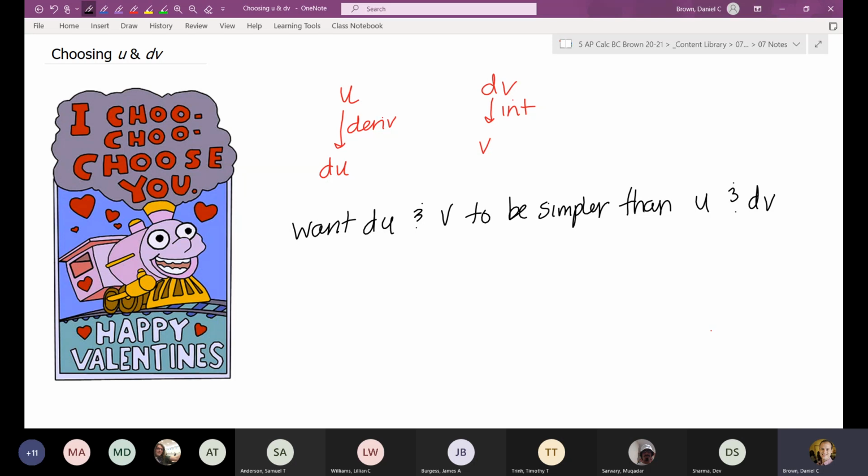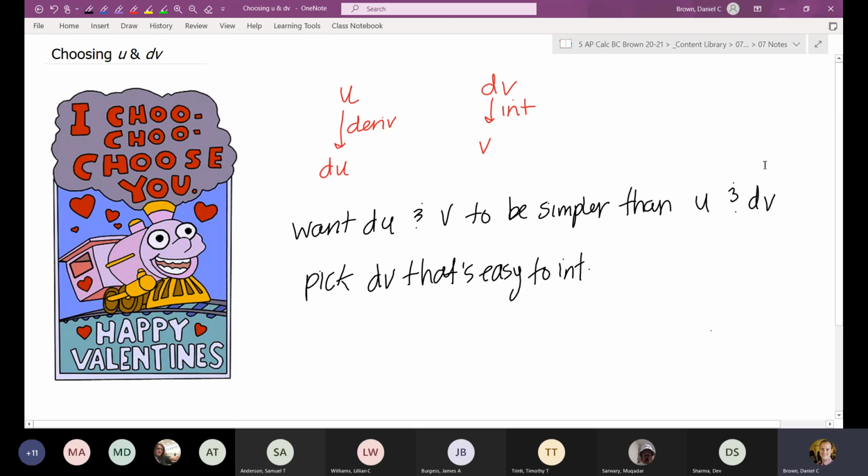Another thing when I'm choosing my dv, I want to pick a dv that's easy to integrate. Because if it's a complicated integral, you're going to use v again in the formula. So you're just going to make it even more complicated than it started off with.